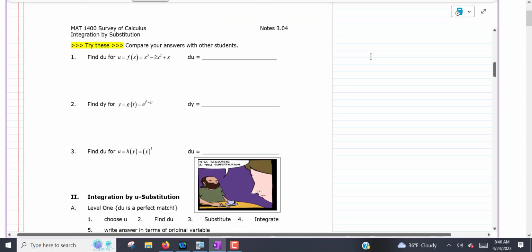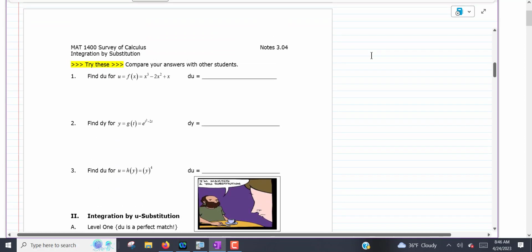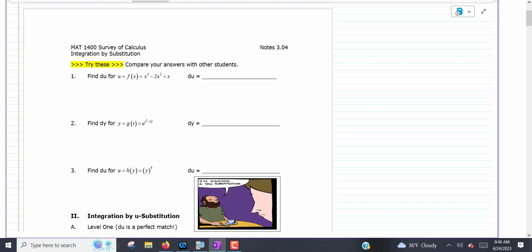So let's go ahead and I'm going to let you all do these three problems. Again, like on the first one, you're just going to start with finding du over dx. You do the derivative of that function, and then ultimately you solve that equation for du. Then see if you can get the rest of them done, and then we'll start going through the U sub.